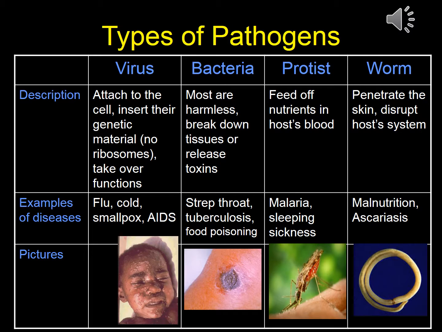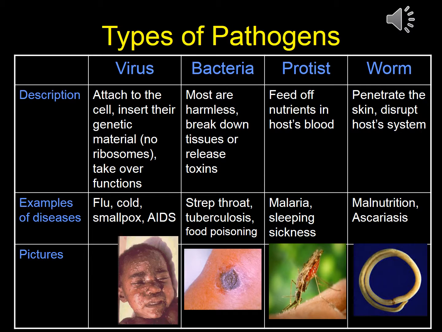Bacteria, most are harmless, but some break down tissues and release toxins. So the ones that are really bad will actually eat at your tissue and release toxins as they're eating you up from the inside out. Examples of this are strep throat, tuberculosis, and food poisoning. Food poisoning is basically bacteria called E. coli. That's the most common one for food poisoning.